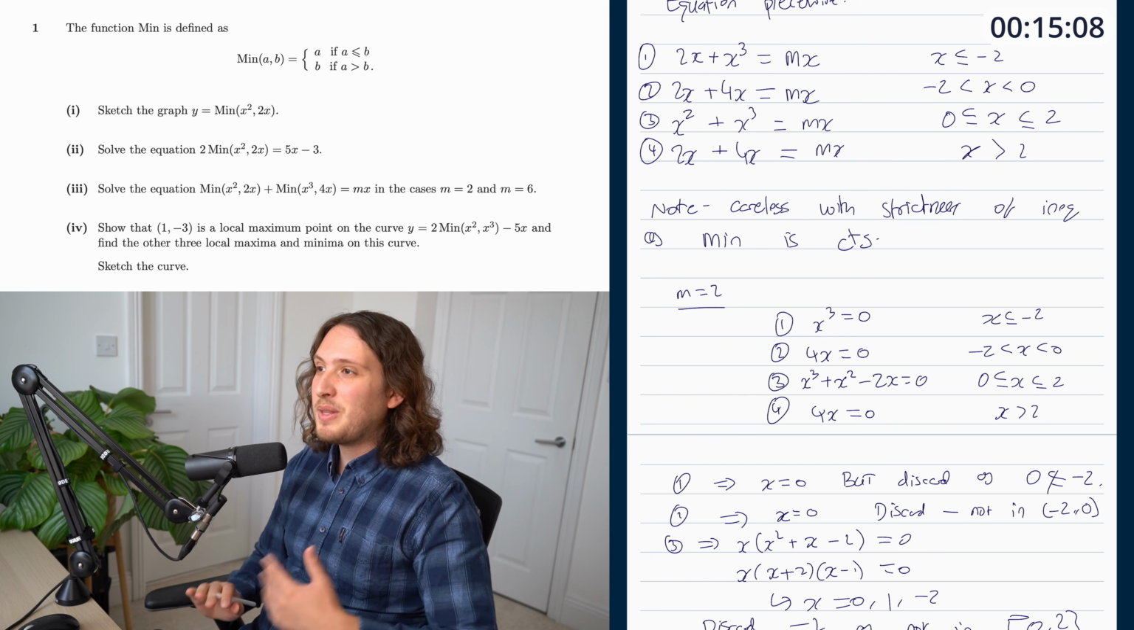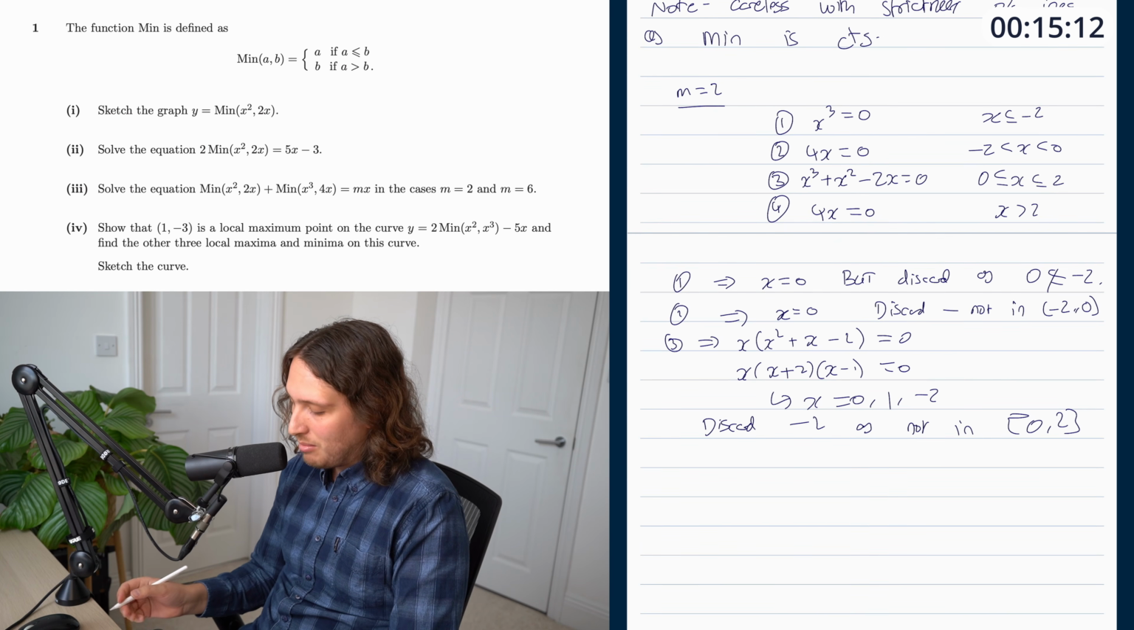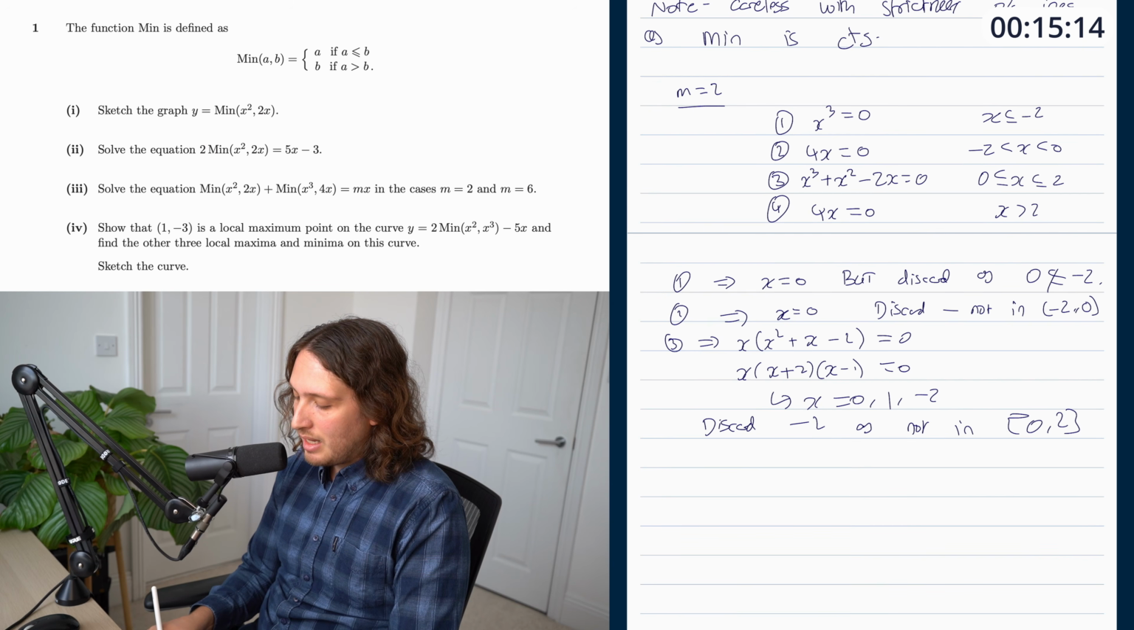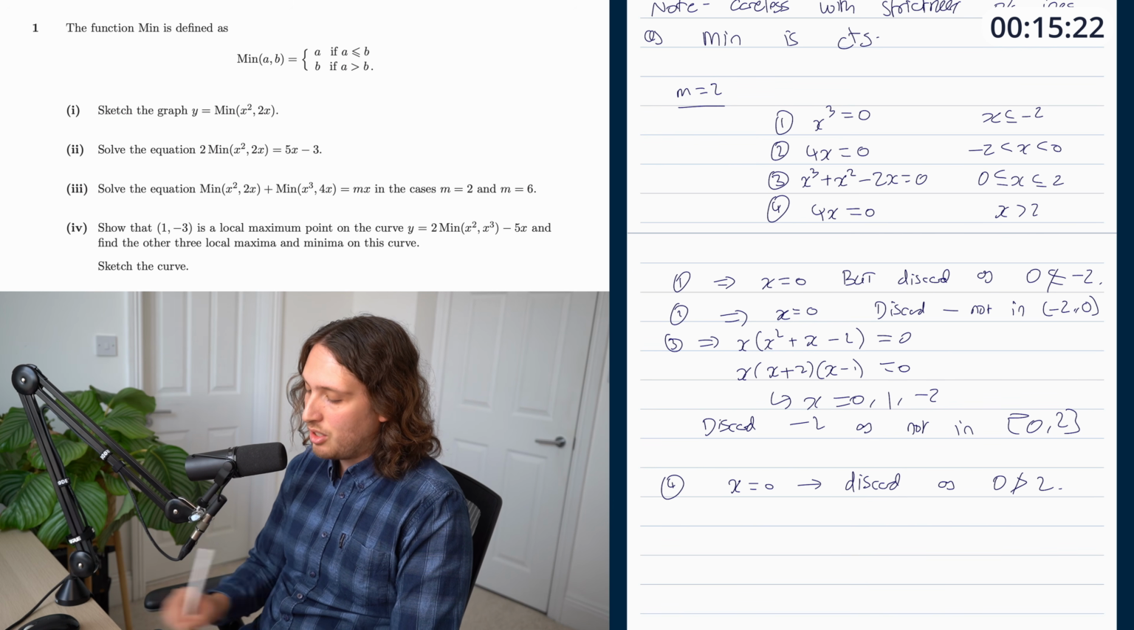So I mustn't just do this mentally. I have to actually tell the examiner I've checked, because there might well be marks allocated. And then finally, case 4 tells me x is 0. Well, in this case, I'm going to discard as 0 is not greater than 2.